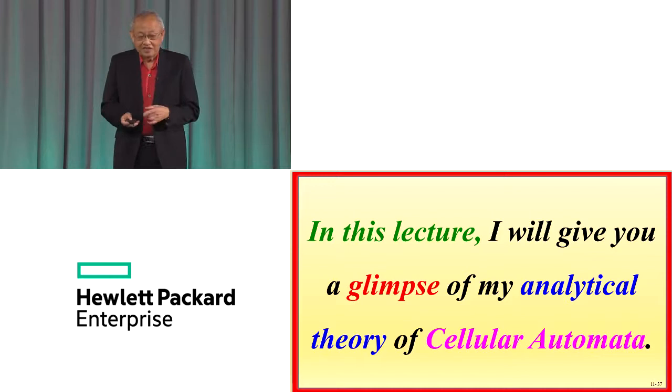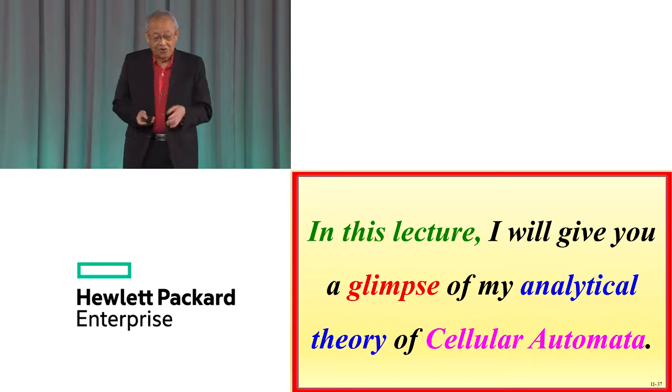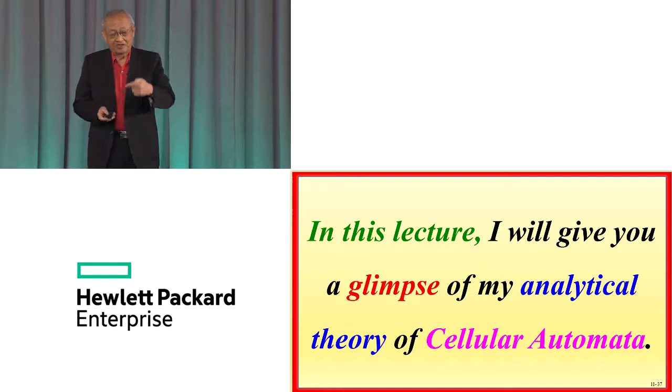It's called analytical theory. Remember, Wolfram has no theory, okay? I have now a precise analytical theory. So when I say I have a theory, it's a theory. It's 100% true, not just 95%. It's not partial. It's a theory.